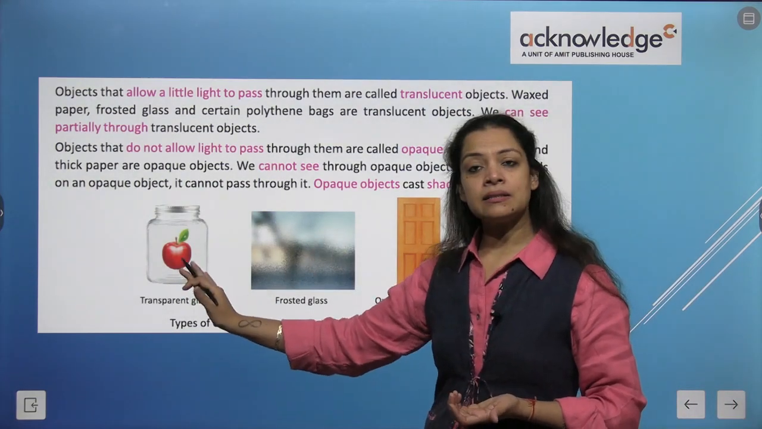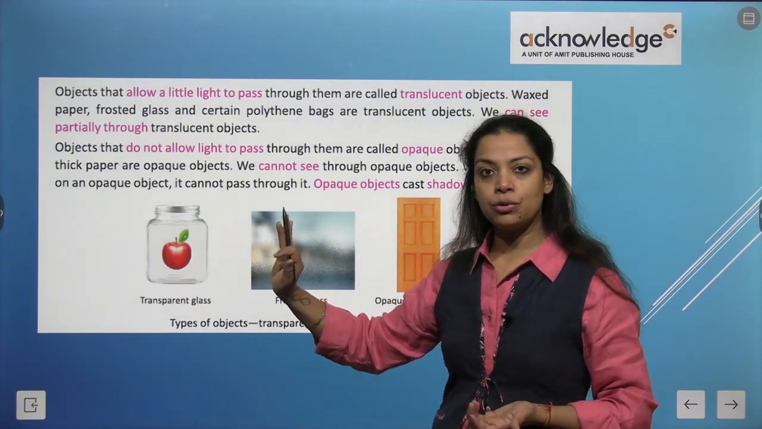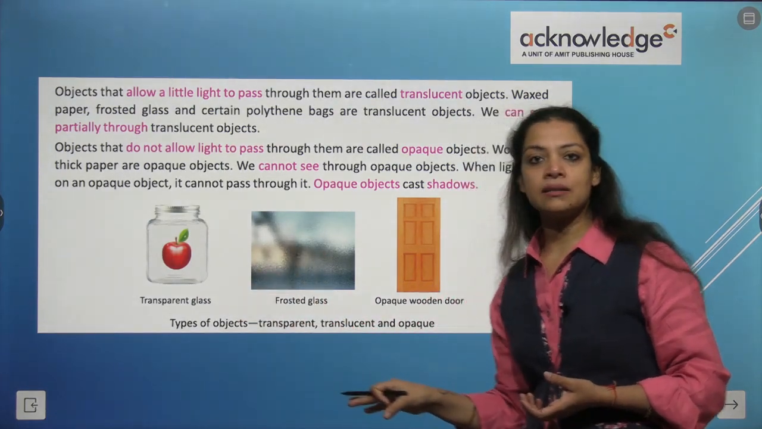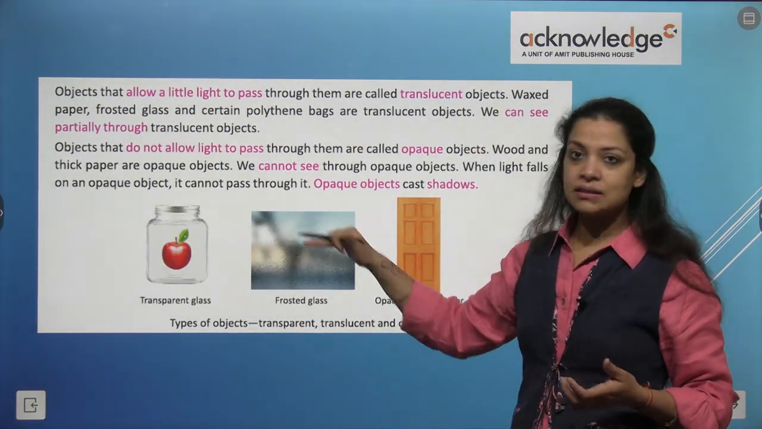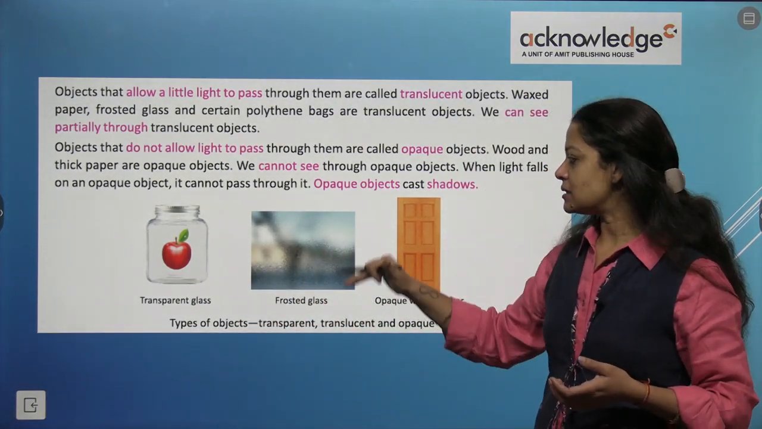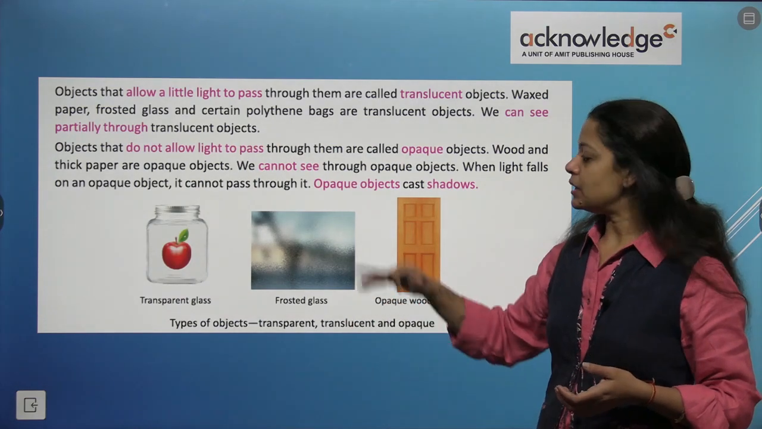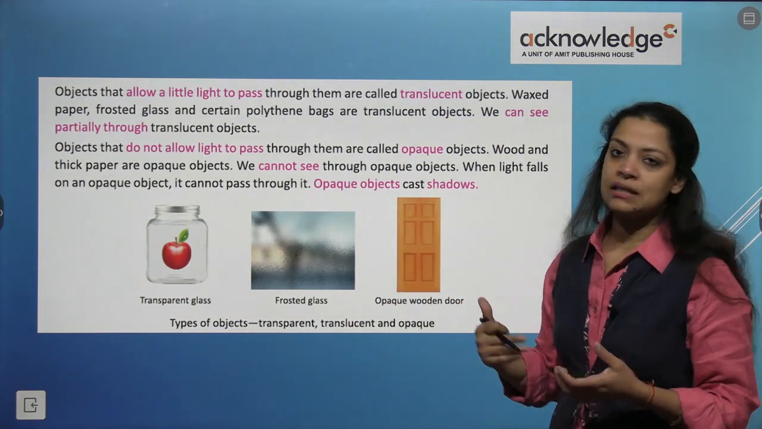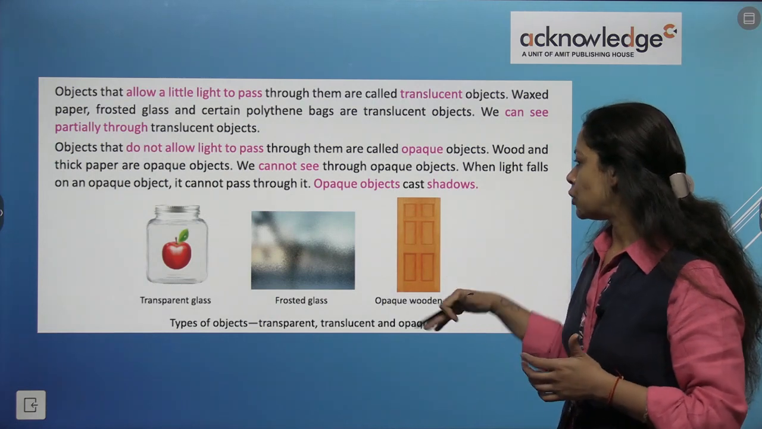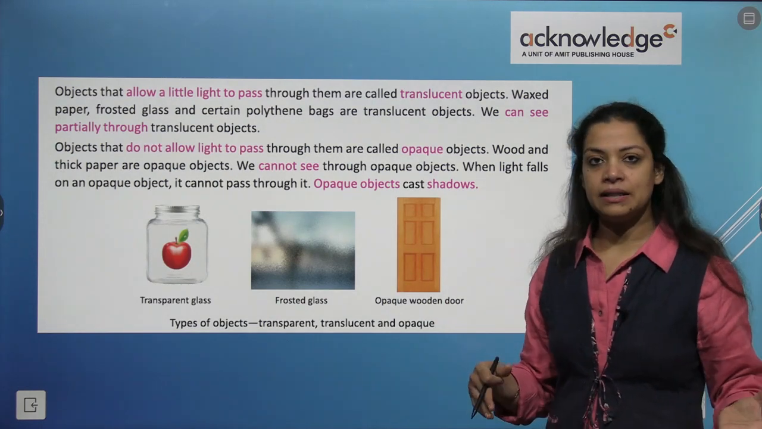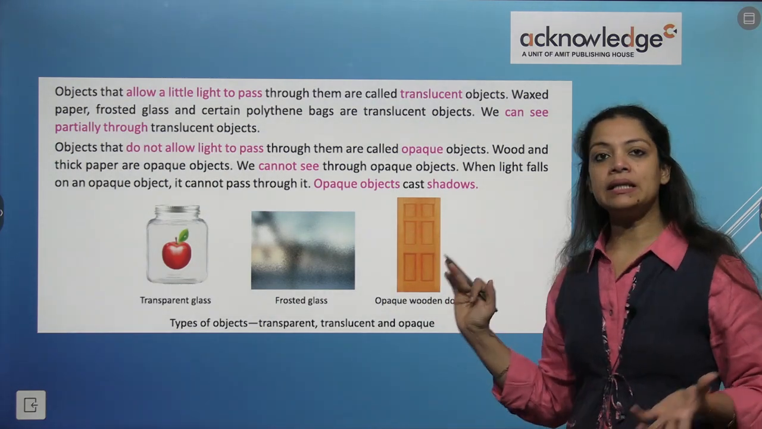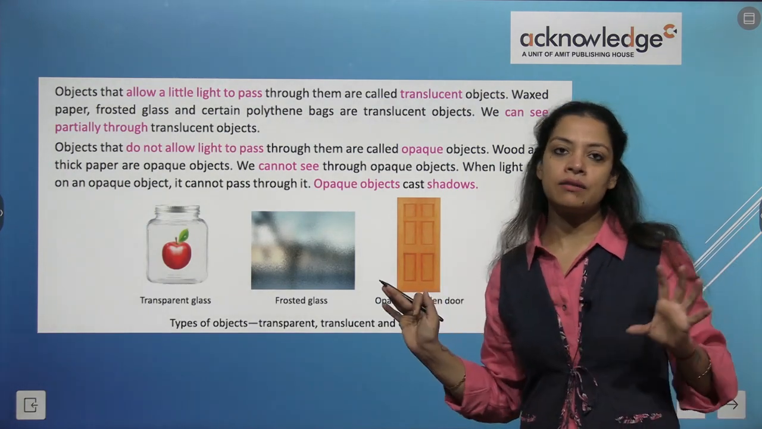So see, it's a transparent jar, you can see through it. आपको दिख रहा है कि ट्रांसपेरेंट जार के अंदर क्या है, because light is passing through it. It is a frosted glass, a translucent material where you can just partially see कि कुछ तो है. And this, beyond the door, you cannot see what is behind the door because it is completely opaque. Light is not traveling beyond it.